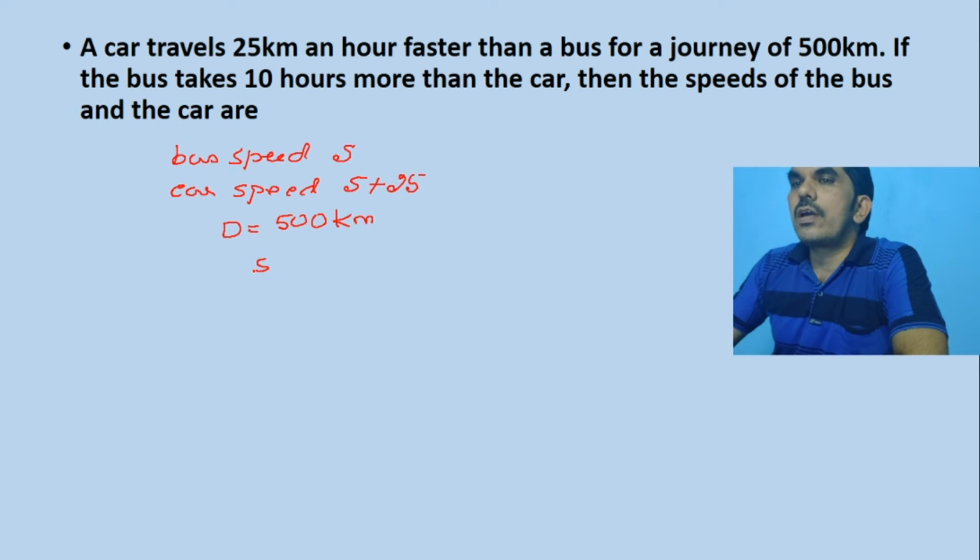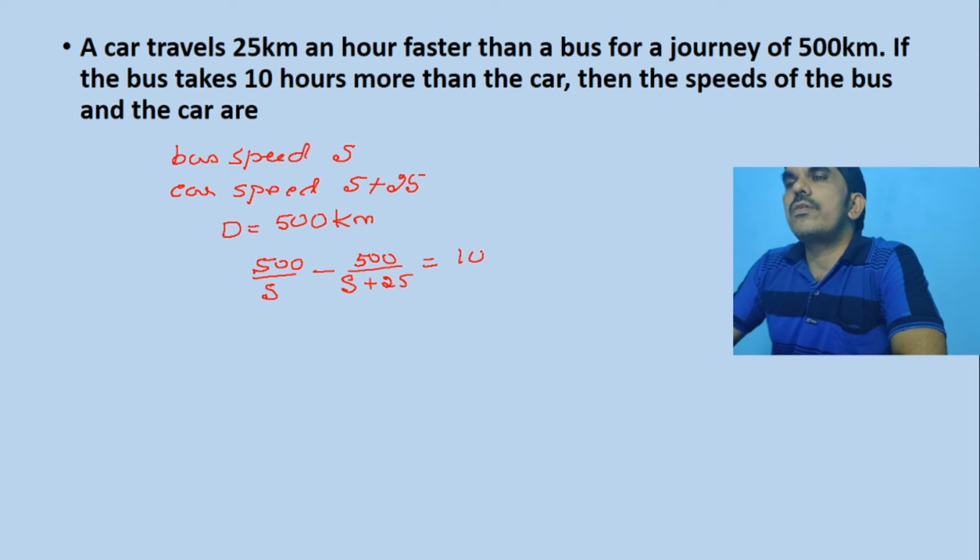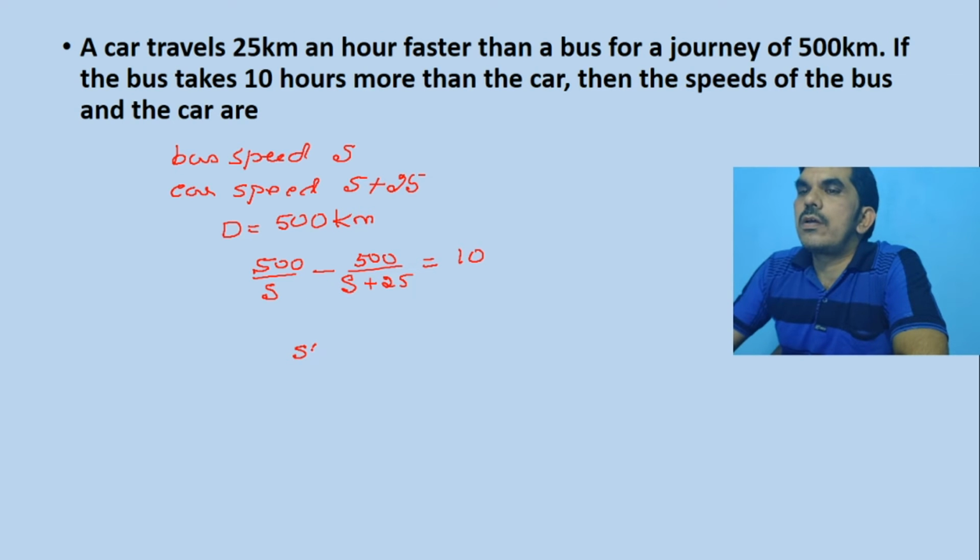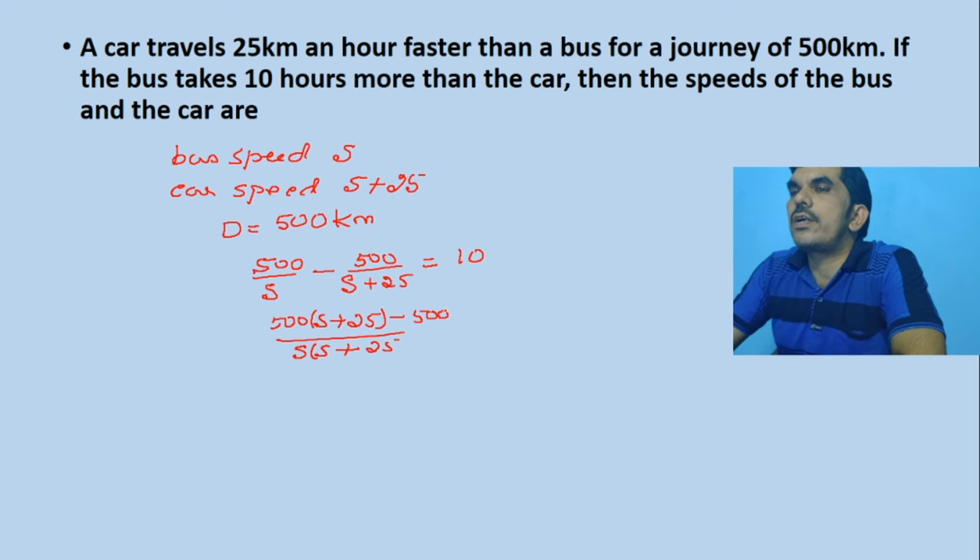That is 500 distance by speed minus 500 by s plus 25 equal to 10. Correct? Now s into s plus 25 LCM equal to 500 into s plus 25 minus 500s equal to 10.